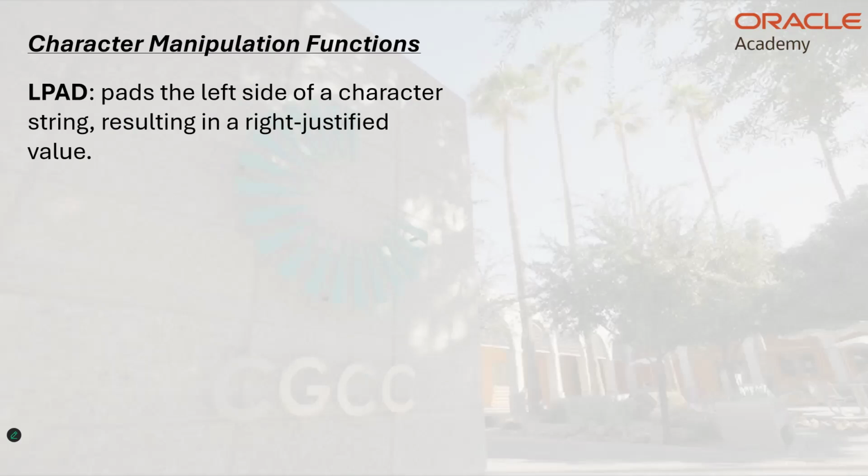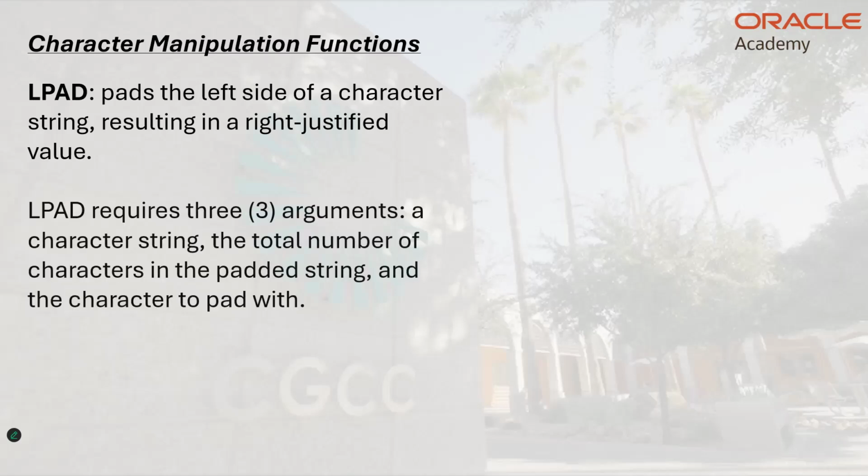LPAD, or left pad, pads the left side of a character string, resulting in a right justified value. All right, that may be confusing, like what? Left side, right side. And this one is probably easier to understand once you see the example. It does require 3 arguments: a character string, the total number of characters in the padded string once it's completed, and the character to pad with. You can use any character, any alphanumeric, but usually you're going to use something like a star or a dash. And it makes everything right justified.